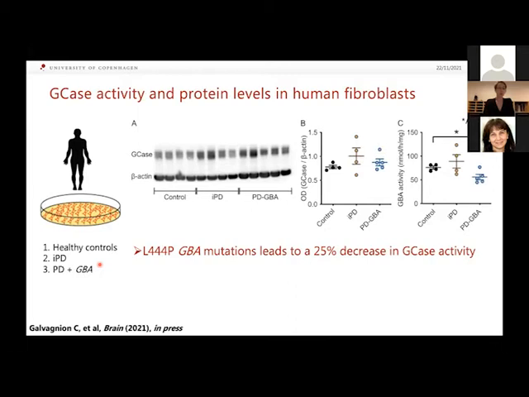So here we chose to work with fibroblasts, and we looked at fibroblasts from healthy controls, from patients with Parkinson's disease, and from patients with Parkinson's disease carrying the GBA mutation L444P, which is supposed to be the most severe. So we first looked at the level of GCase using Western blot, and we looked at GCase activity. We didn't find a difference in the level of GCase in the three fibroblast populations, but we found that the L444P GBA mutation led to approximately 25% decrease in GCase activity.